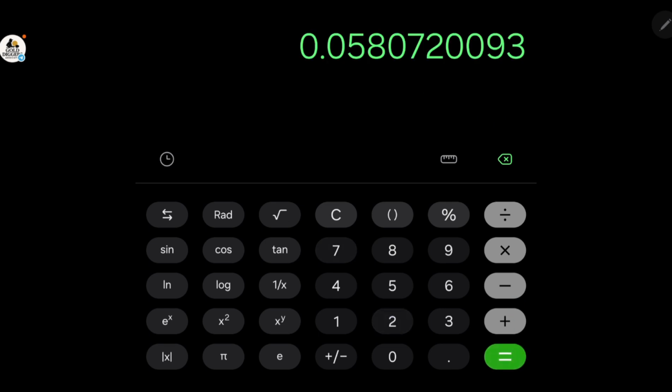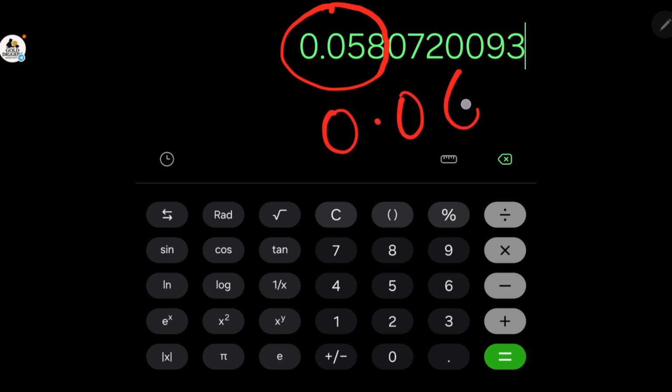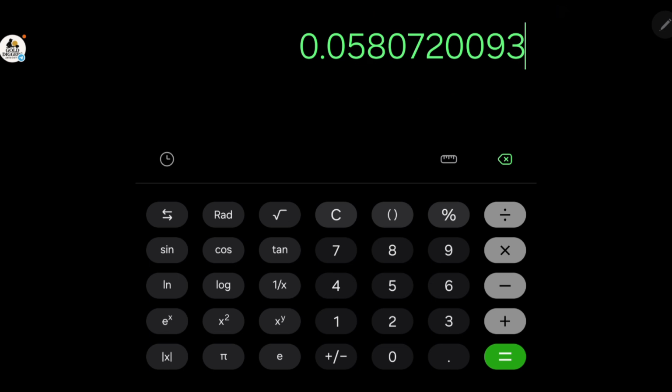So you see, this is the lot size you will be using, 0.058. Because 58 cannot be entered, it is approximately 0.06. So this is a simple way to calculate your lot size as a gold trader. There is no maths about it.